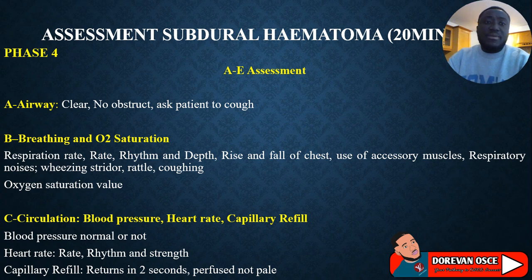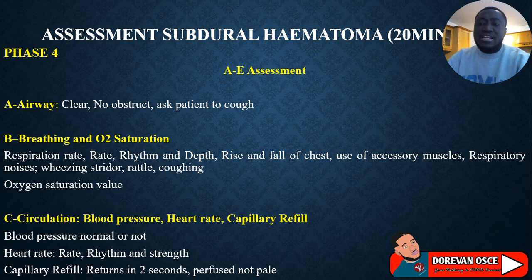Moving to B, with the B, you are checking the breathing and the oxygen saturation. So you are going to give the score for the breathing and the score for the oxygen saturation. You tell the patient the rate of the patient's respiration, let's say it was 16 or 17 or 18 breaths per minute. If it's within normal range, you say you are happy with the respiratory rate, it was within the normal range.